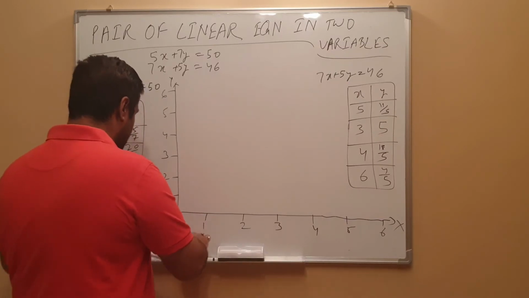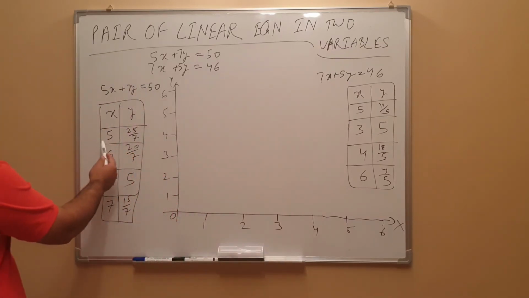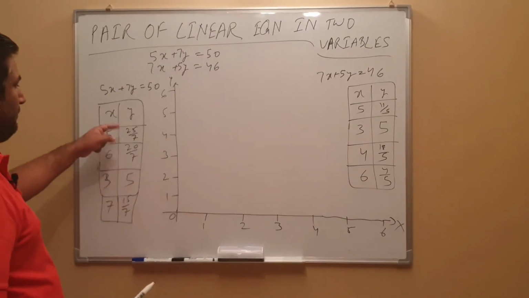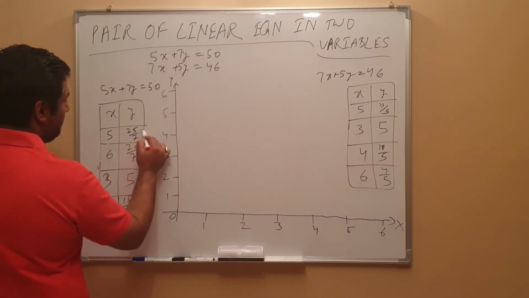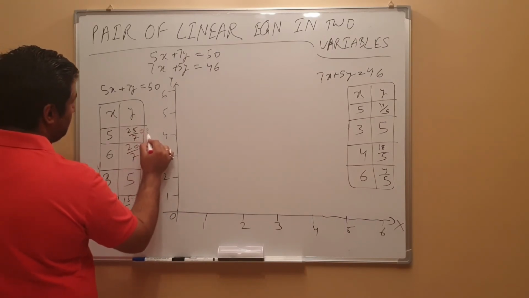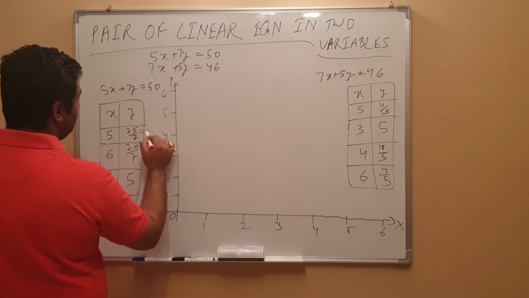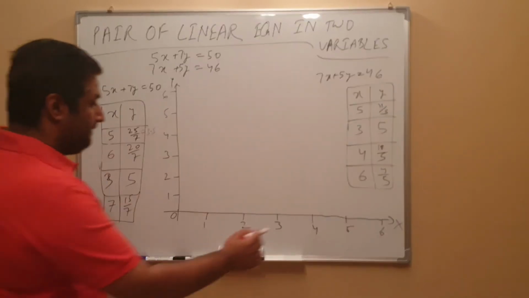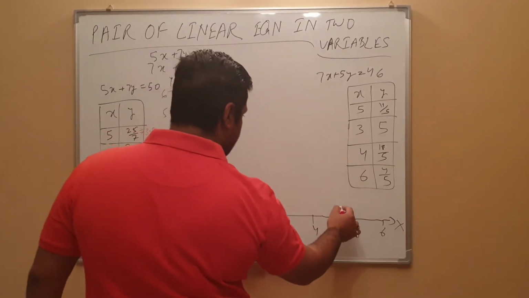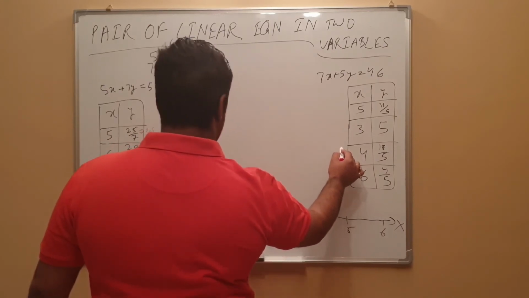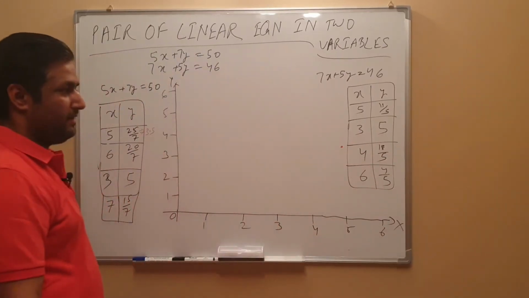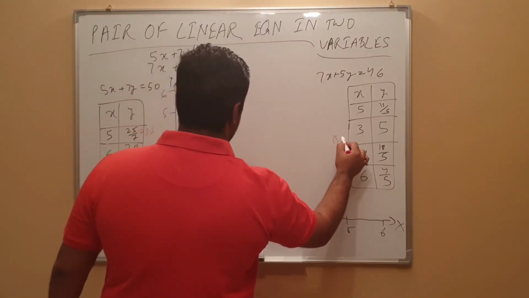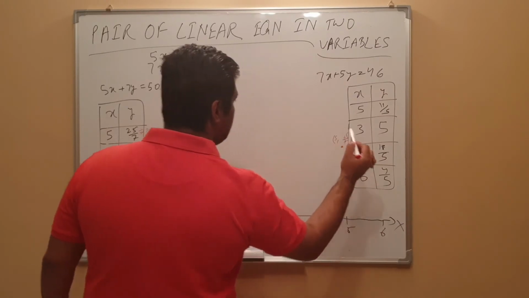So now for the first point, it is 5 and 25 by 7. Now 25 by 7, if you do the calculation, is somewhere equal to 3.5, okay? Now x is 5 and y is 3.5 somewhere here. So this will be the point. We will write the point in bracket 5 comma 25 by 7, okay?